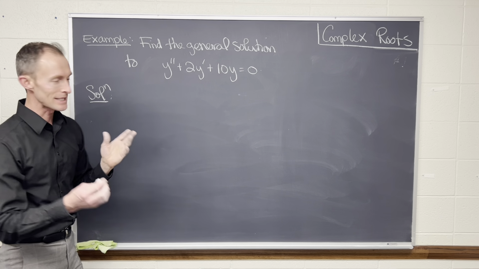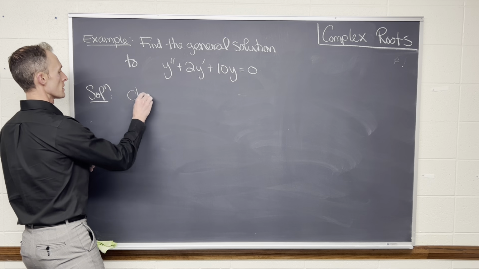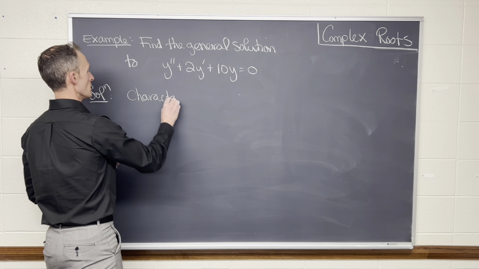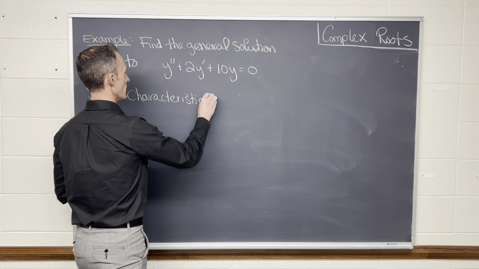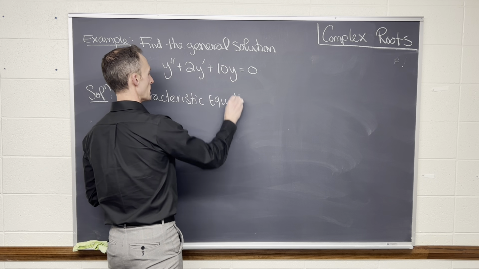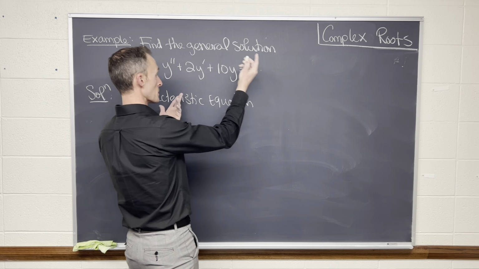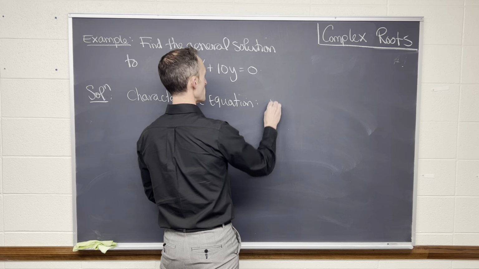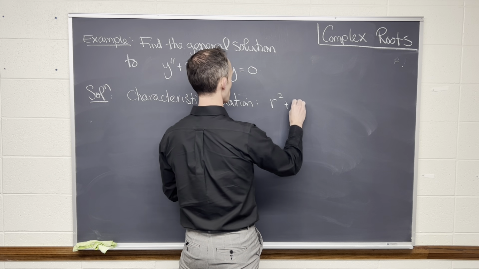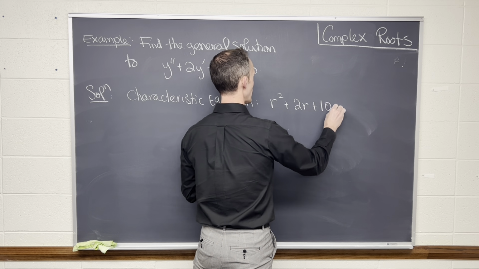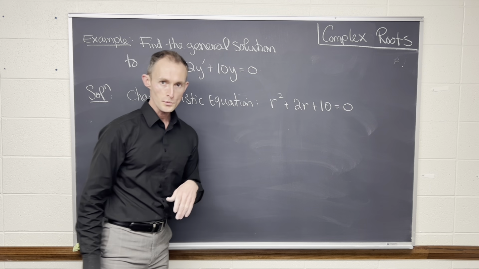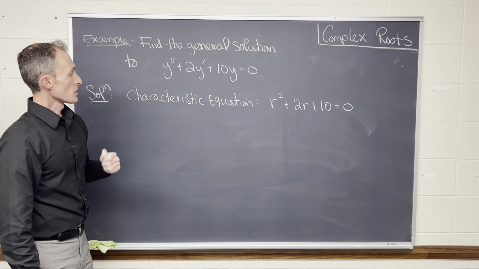Again, the methodology is exactly the same for all of these. We find the characteristic equation. The characteristic equation is found by substituting in y equals e to the rt. That ends up giving me the quadratic r squared plus 2r plus 10 is equal to 0. Okay? So now I need to find the roots.